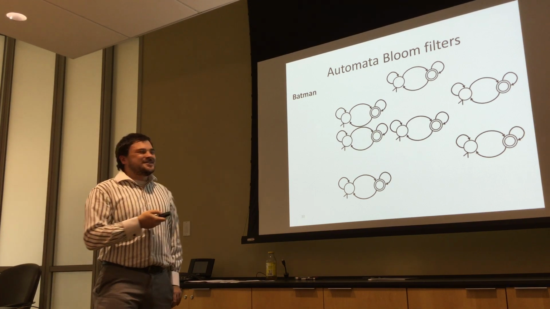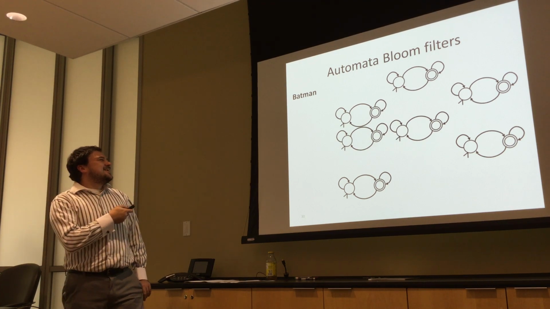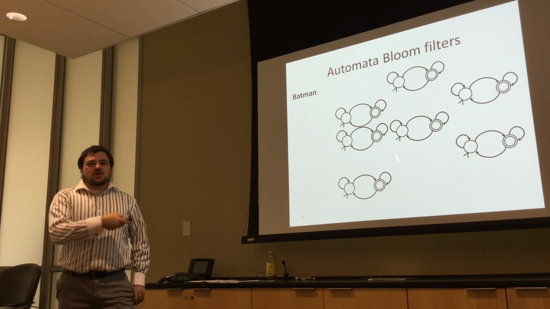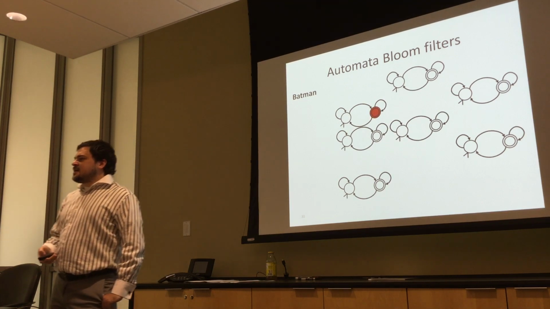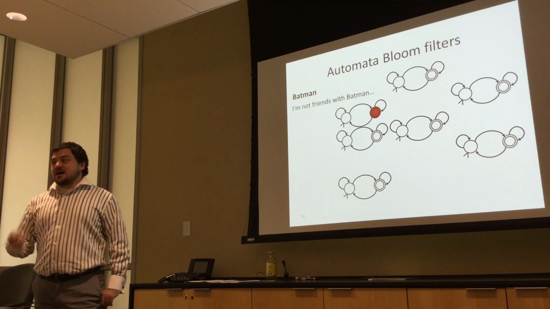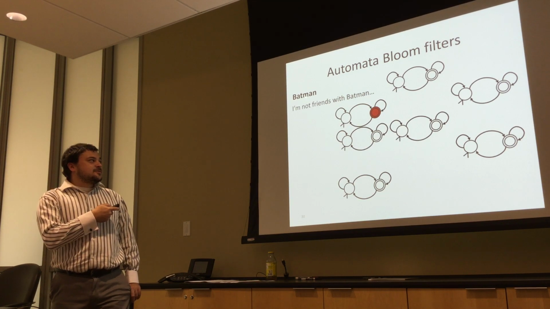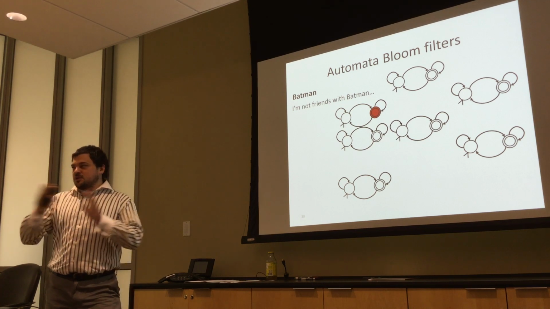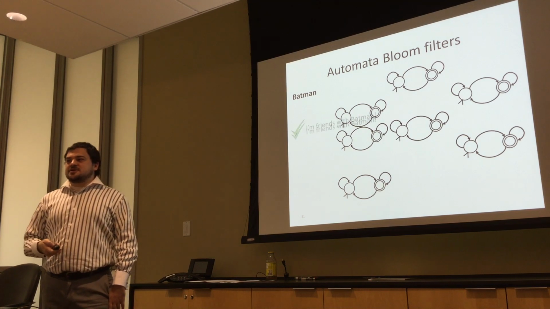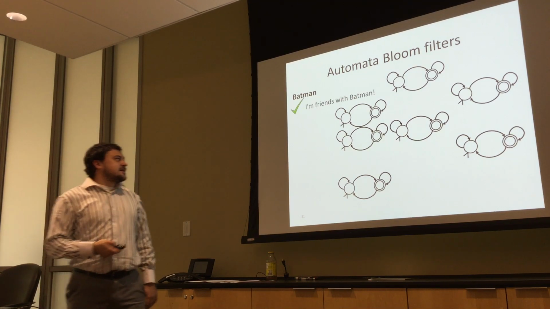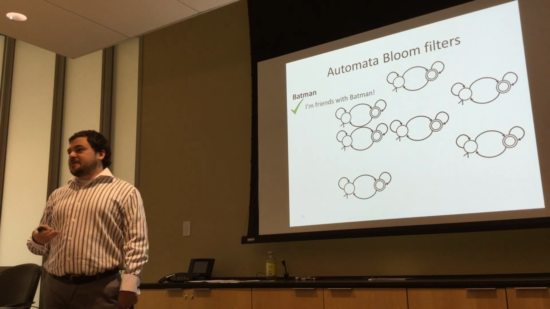So in order to determine whether or not Batman is one of my friends, we'll run Batman as input to all of the remaining automata. And if any of them accept, then I can conclude with certainty that I am not friends with Batman. Because otherwise, when I inserted Batman into the Bloom filter and that automaton accepted, I would have removed it. If, however, I run Batman as input and none of the automata accept, then I can conclude that with high probability I am friends with Batman.